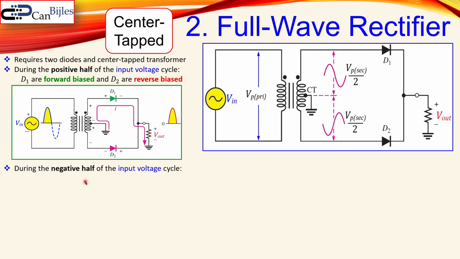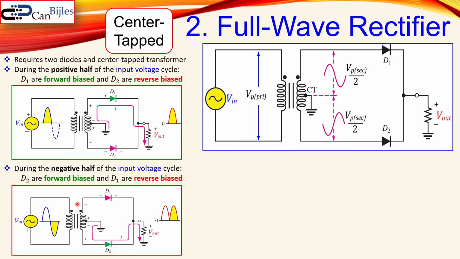If I look at now the negative half cycle of the input voltage, now the reverse situation is happening. Now you get this situation. Now the result is exactly the same as for the full wave rectifier with the bridge configuration, but you need only 2 diodes now, and also you need a transformer with the center tap. So those are, let's say, the differences between the 2 configurations, but the result is the same.